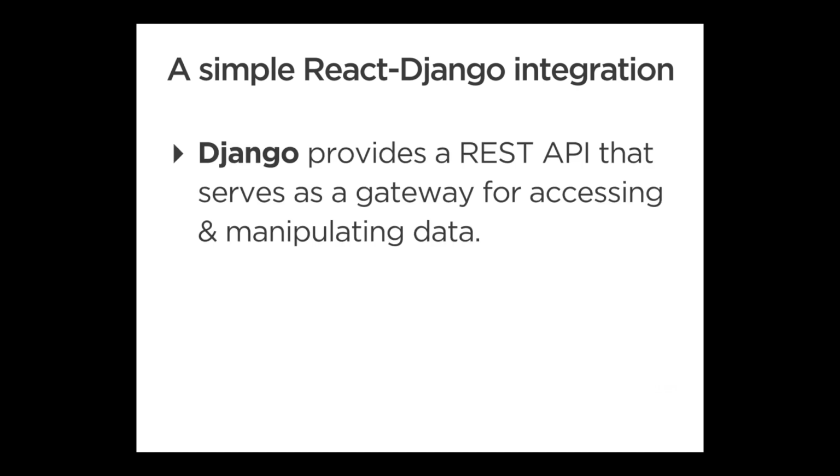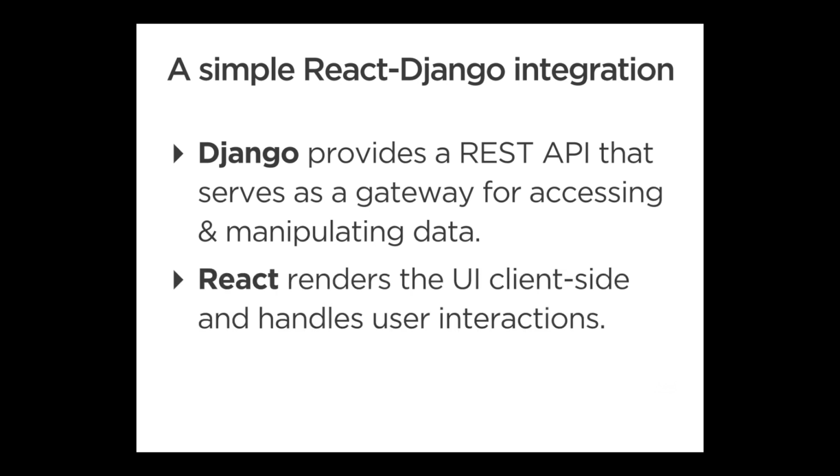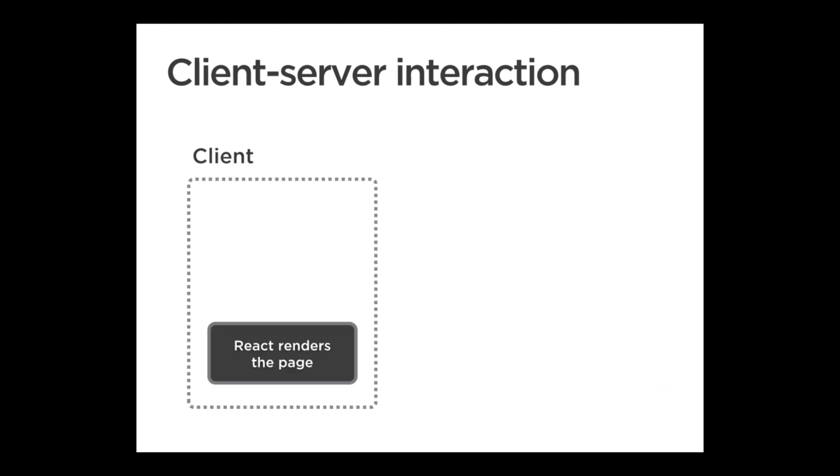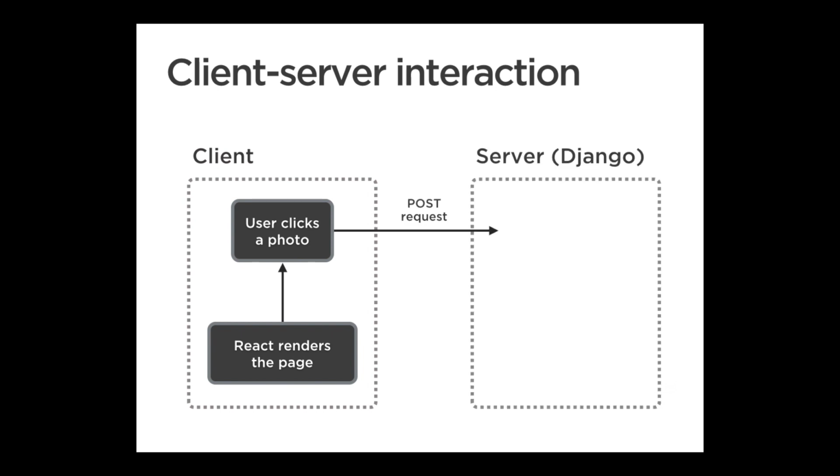So Django, for the most part, is going to focus on providing an API to have access and to manipulate the data server side. And React is going to focus on rendering the UI client side and also to handle all of the user interactions. And this is how those pieces sort of fit together. So first, React is going to render the page initially. And then whenever a user clicks any of the photos on the page, there is a post request that will be sent to the server via an API.